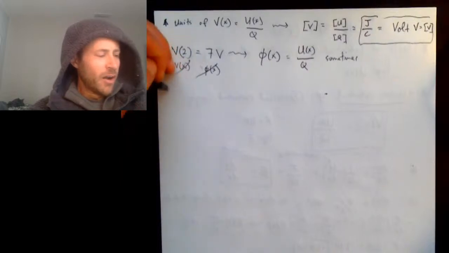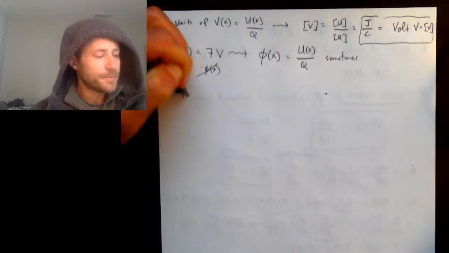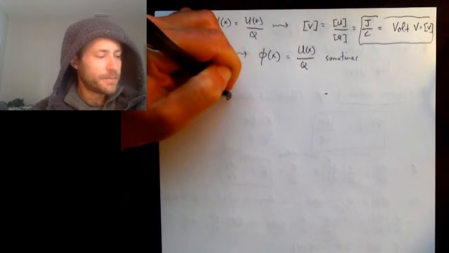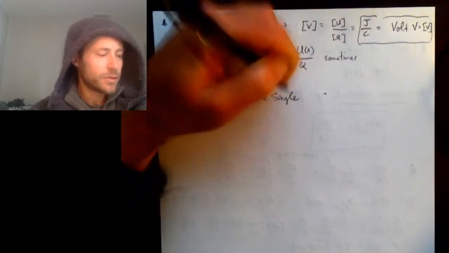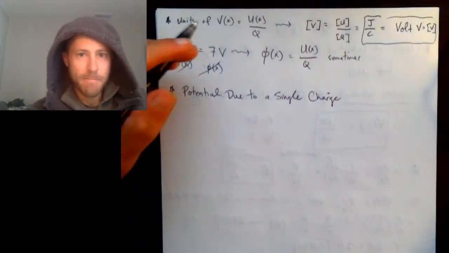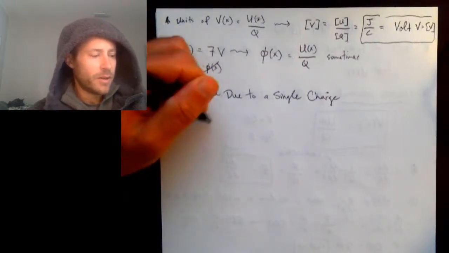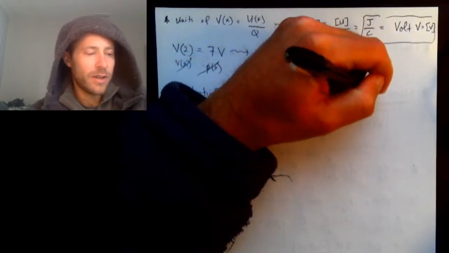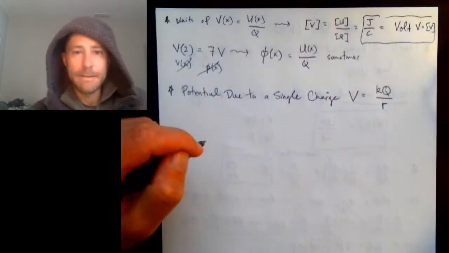So let's talk about the potential due to a single charge. So there's a nice and easy formula. It says that the potential due to a single charge is kQ over r.